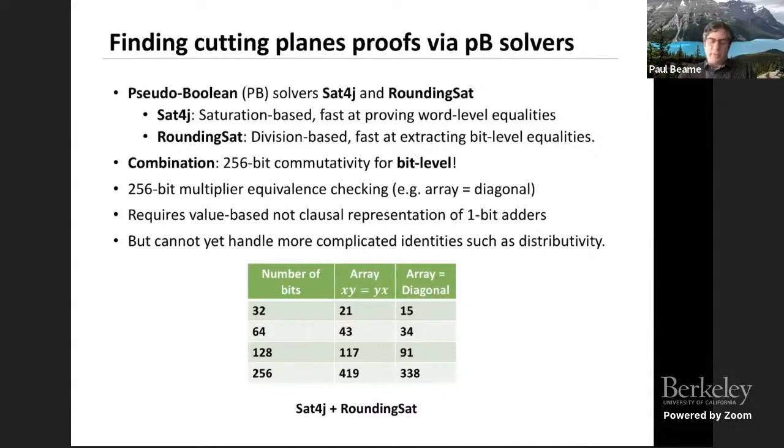Here are some running times. They're in the matter of not too many seconds. At the moment, we're limited. They can't handle the more complicated identities such as distributivity. And we don't have a single solver with a single heuristic decision procedure that will combine these two methods. We have to combine them in a more abstract way rather than at the low level. It'd be really nice to be able to combine them at the low level and know when to use saturation-based or division-based reasoning.